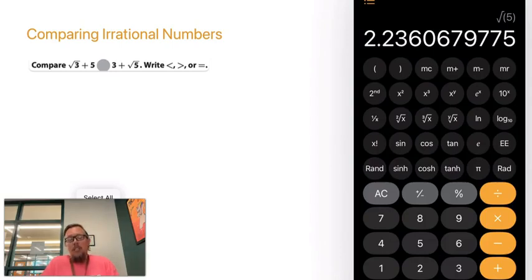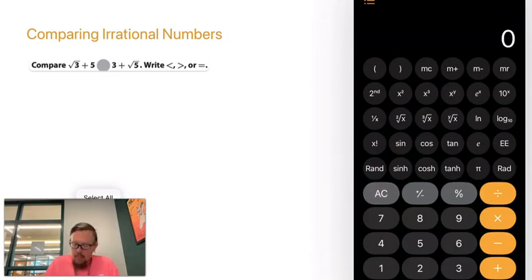So that actually is going to be the strategy for solving this problem. I'm going to take the square root of 3 plus 5 and turn it into a decimal. Then I'm going to take 3 plus the square root of 5 and turn it into a decimal. And then I'm going to compare the decimals.